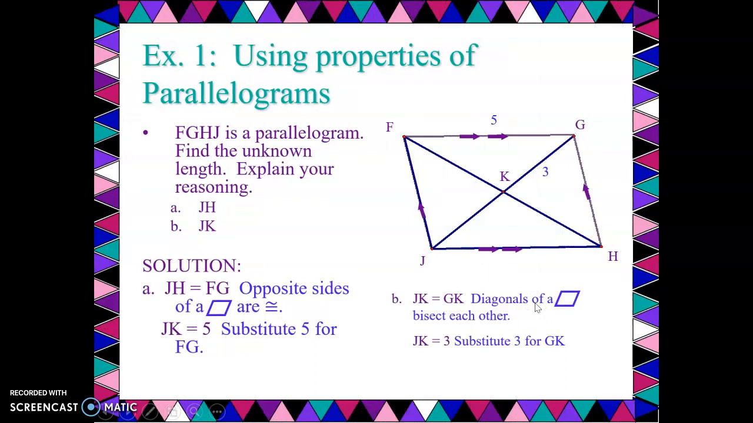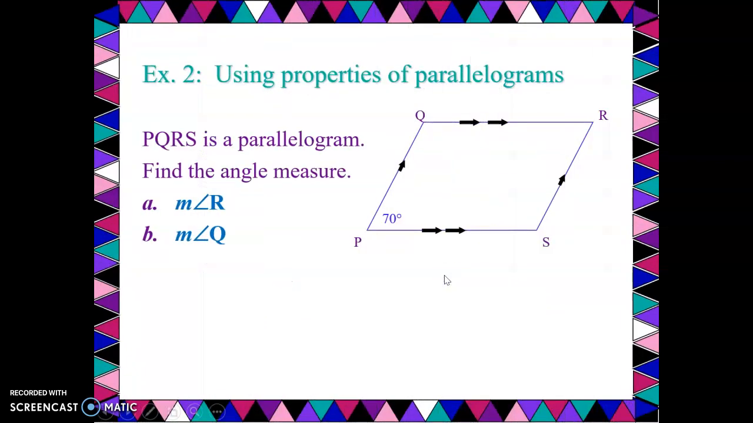All right, now let's take a look at the second part. We know that here GK is 3. So then if we substitute in, we know that JK also has to be 3. Again, we know that diagonals bisect. All right, let's try another one.